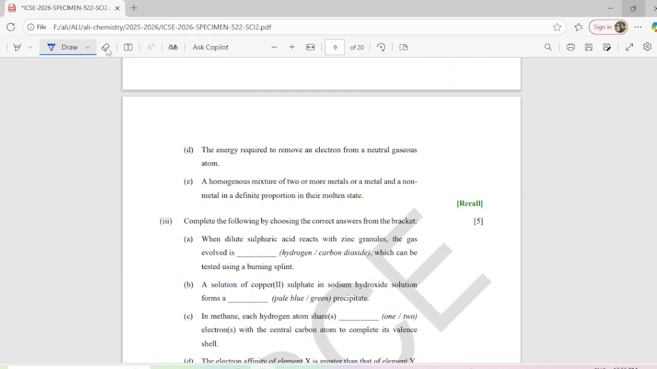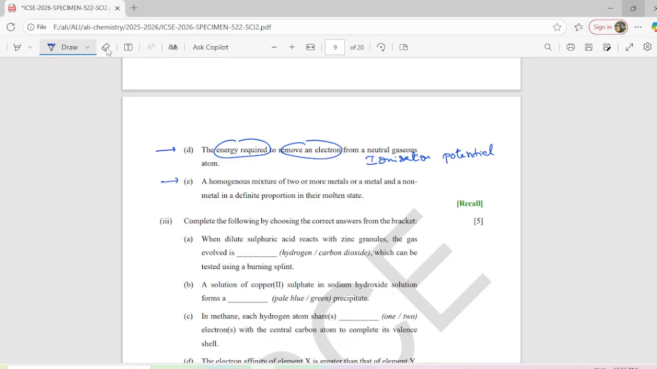Next, D. The energy required to remove an electron from neutral gaseous atom. Energy required to remove electron is always ionization potential. Ionization potential or ionization energy. So, answer is ionization potential.